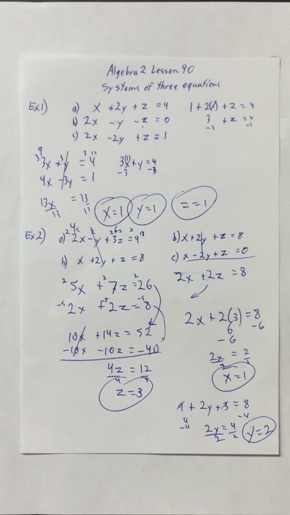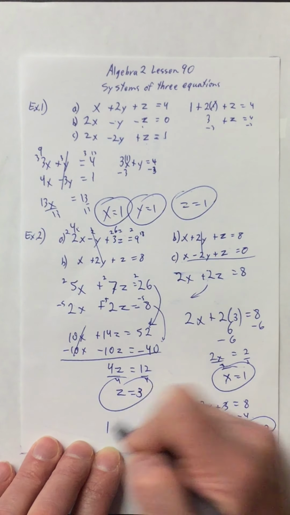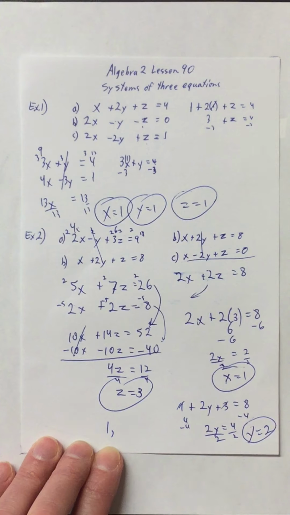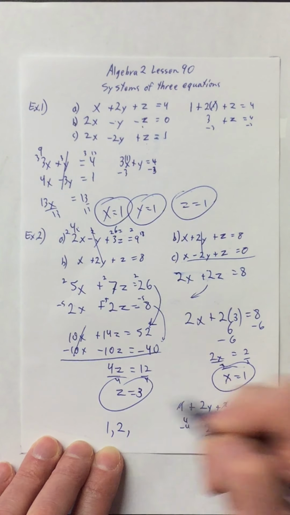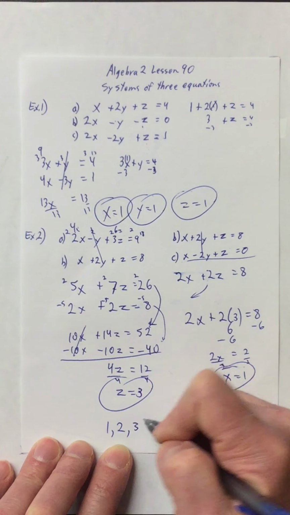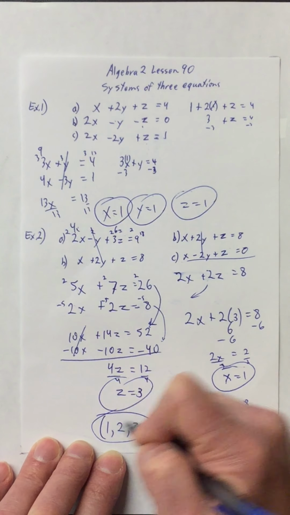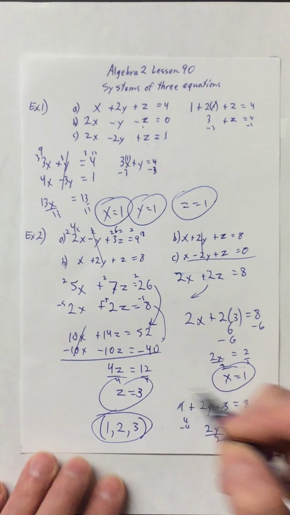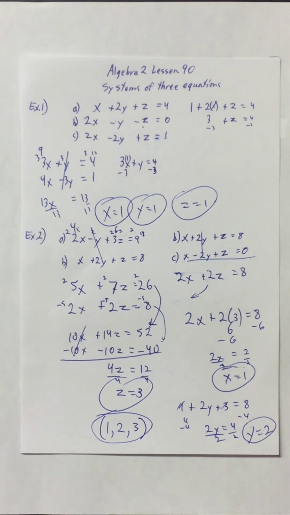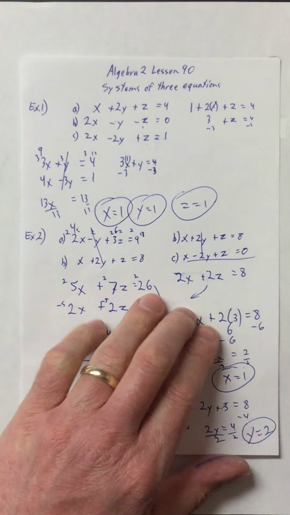All right, if I were to write that out as a coordinate pair, my x value comes first, which is number 1, comma, my y value comes next, number 2, and then my z value comes last, number 3. It would be written that way in parentheses to indicate an ordered pair, or ordered triple rather, because there's 3 of them. Okay, that is that.